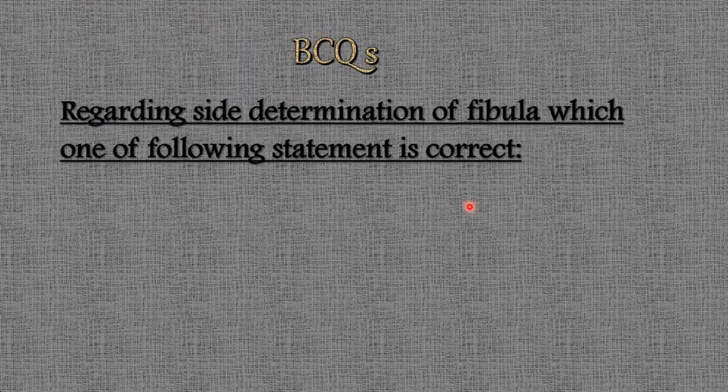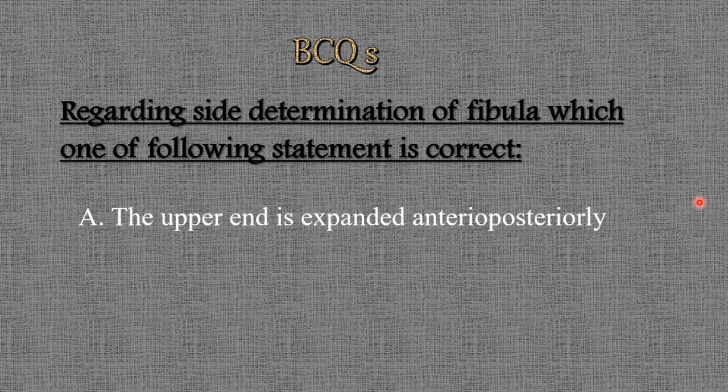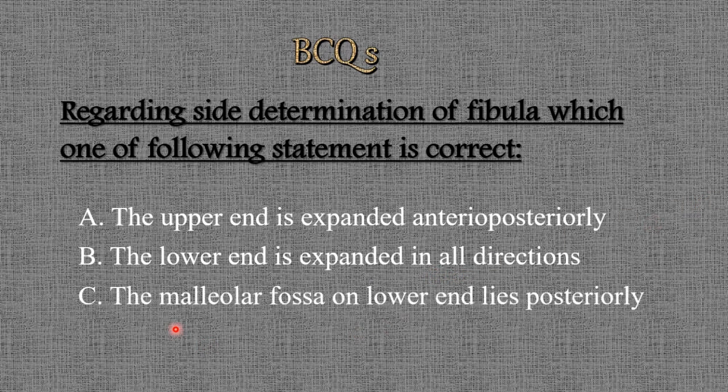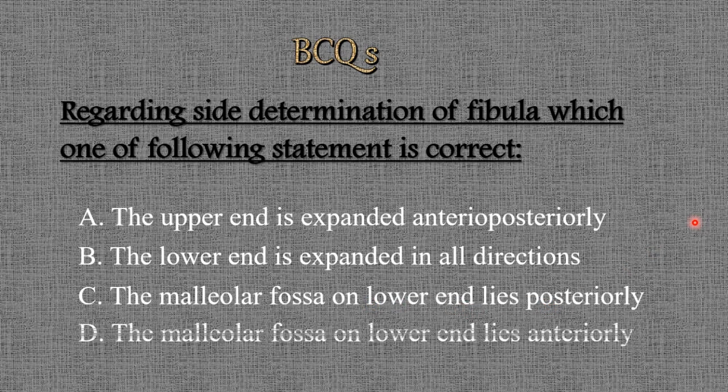MCQ again. Regarding side determination of the fibula, which one of the following statements is correct? This is for the previous half. A. The upper end is expanded anteroposteriorly. B. The lower end is expanded in all directions. C. The malleolar fossa on the lower end lies posteriorly. D. The malleolar fossa on the lower end lies anteriorly. So which is the correct one?